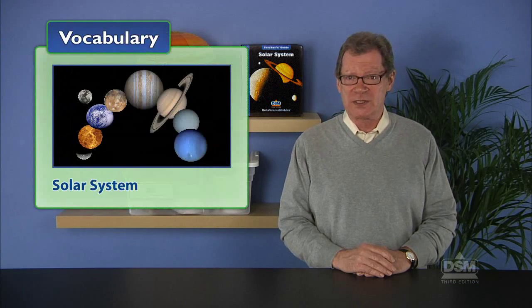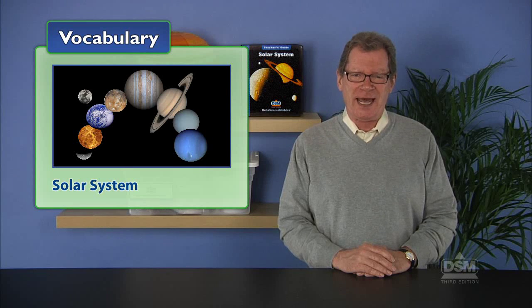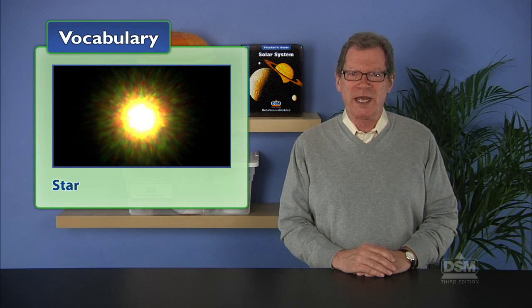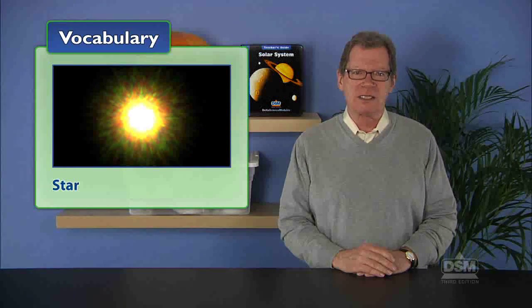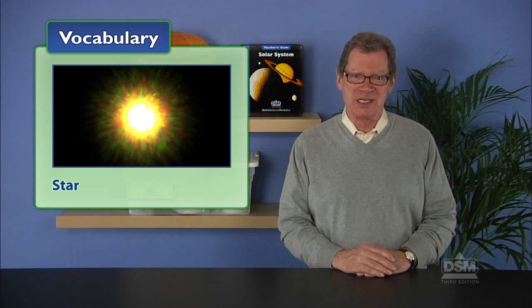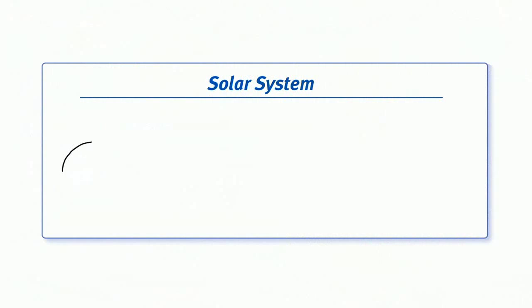Ask students, what do you think a solar system is? Accept all reasonable answers, and then explain that solar means relating to the sun, and that a solar system is made up of a star and all the objects that travel around it. Guide students to understand that a star is a ball of glowing gases that gives off tremendous amounts of heat, and that our sun is a star, which all objects travel around in our solar system. Draw a large circle and label the circle star.